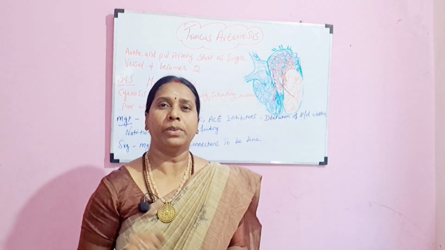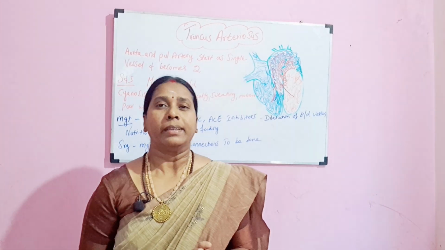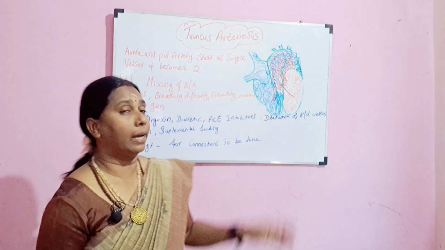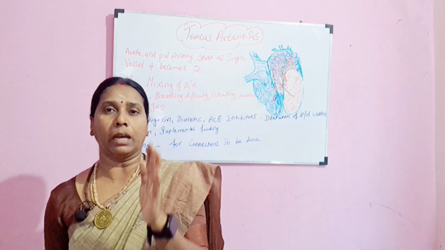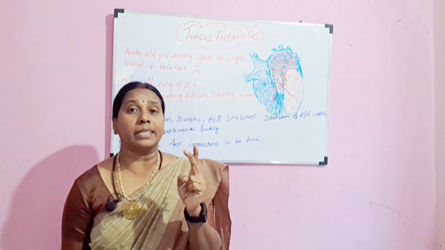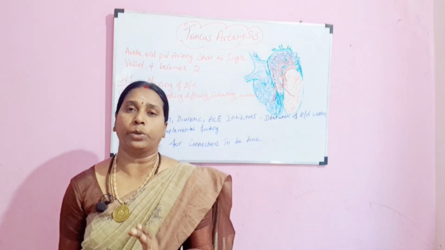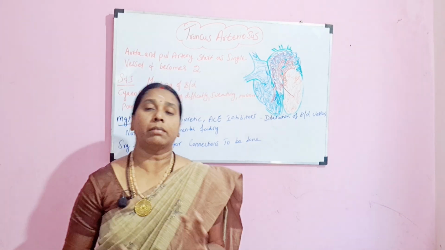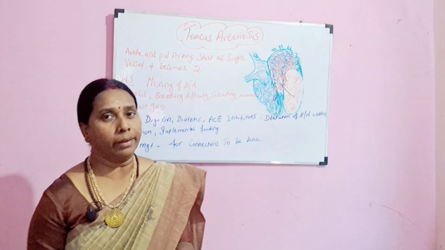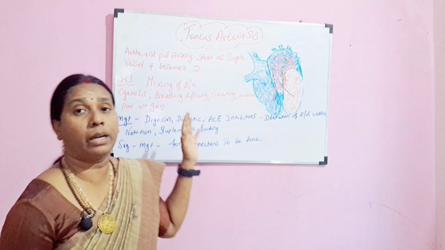Hi viewers, welcome back. Today's class we are going to talk about truncus arteriosus. As a continuation of the cyanotic heart disease, this is the second condition which is causing cyanotic heart disease. As said, in cyanotic heart disease the baby is going to be blue in color. So now we'll see what is happening here.